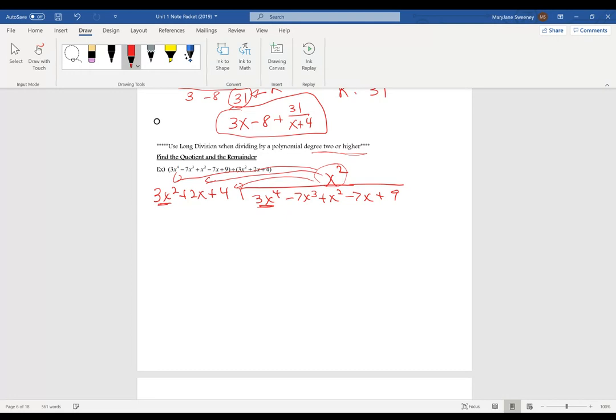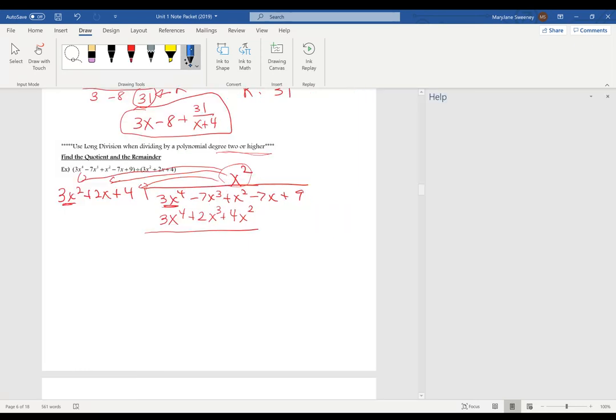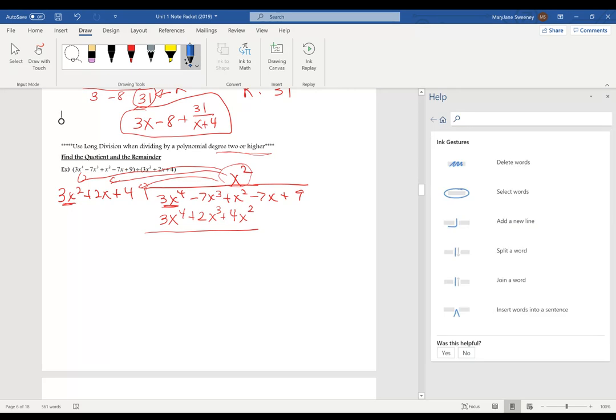So then you take that x squared and you are going to distribute it to all 3 of these. So 3x squared times x squared is 3x to the 4th. 2x times x squared is a plus 2x cubed. And x squared times 4 is plus 4x squared. Now, one thing that's different with long division from synthetic division is you subtract going down. When I subtract, I'm going to change the sign.